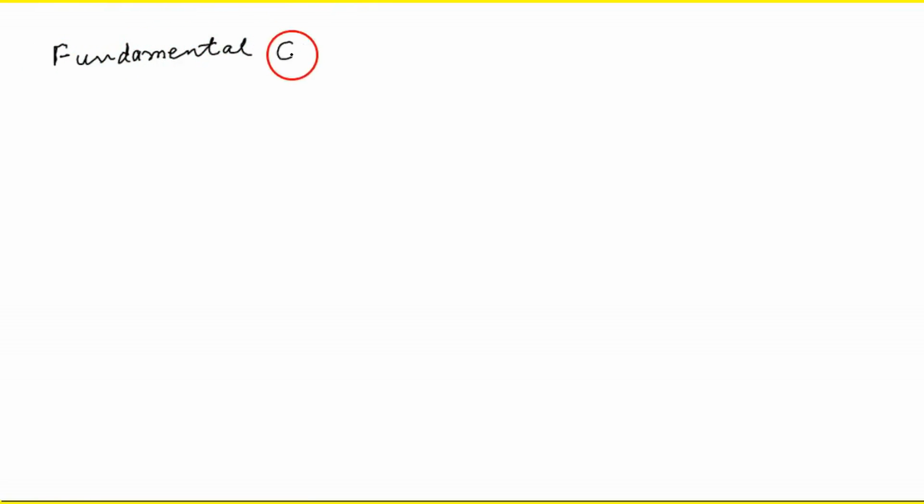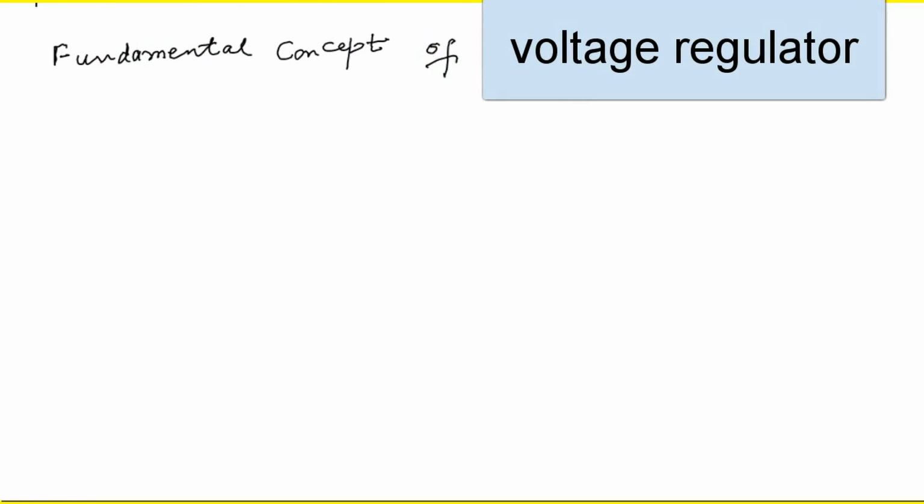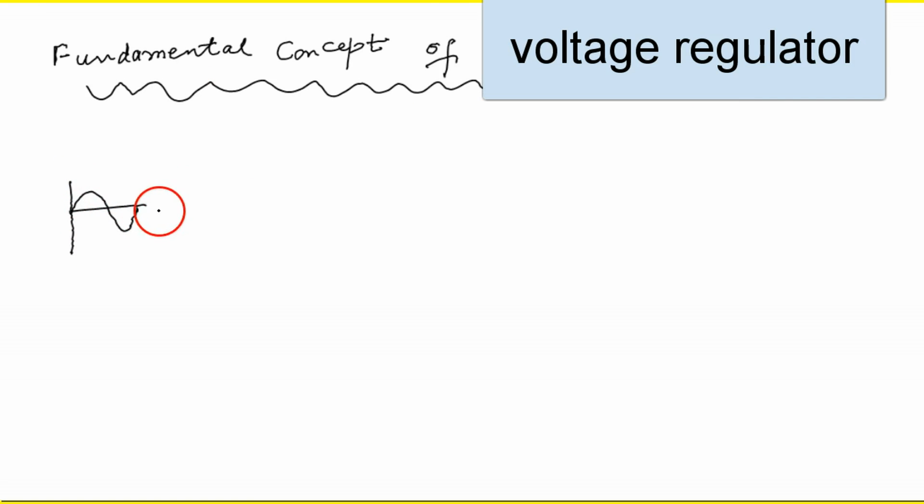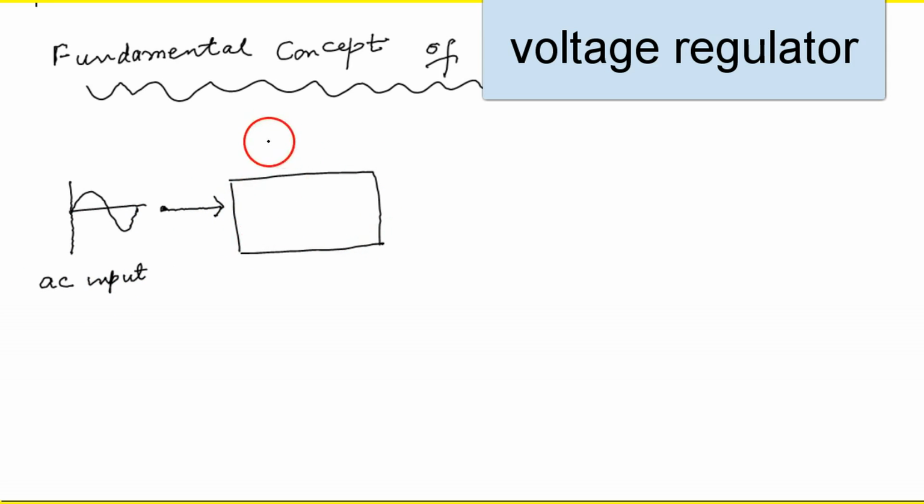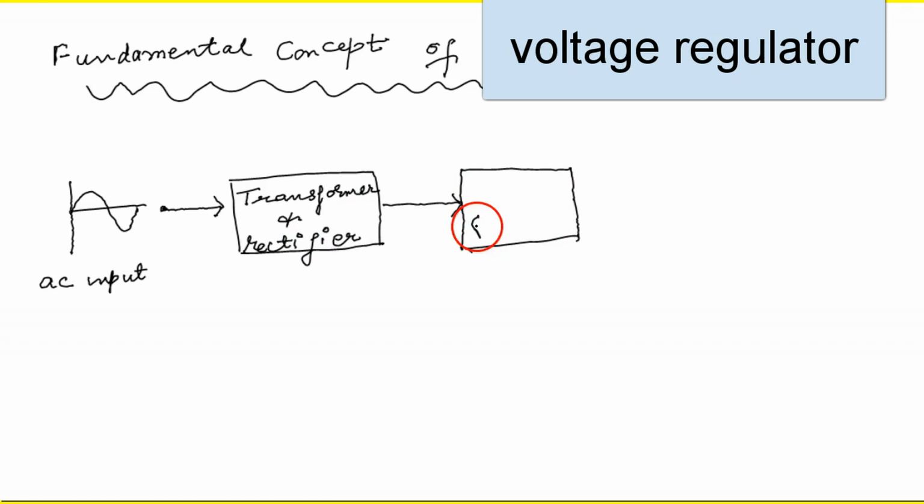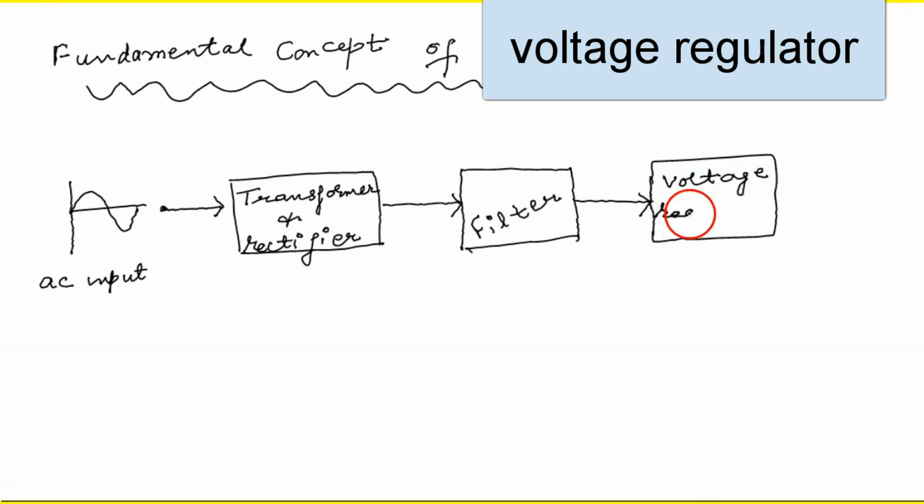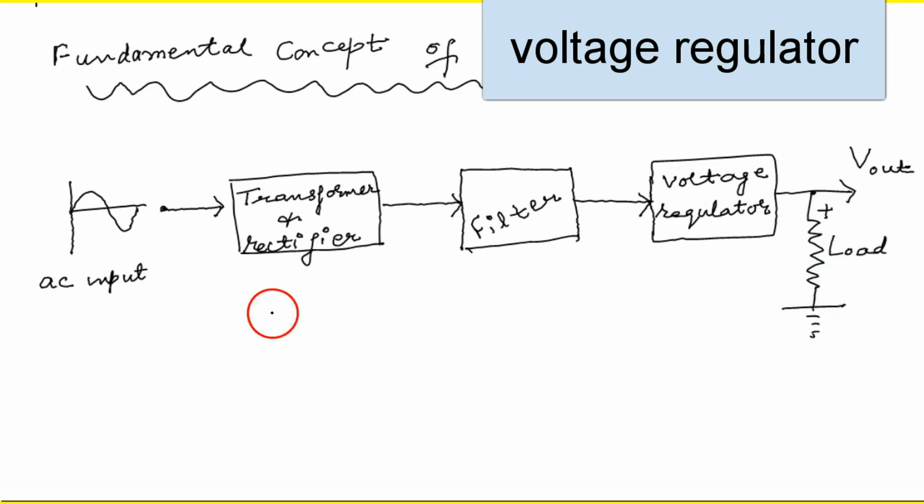Today's topic is the fundamental concept of a voltage regulator. That is what we mean by regulation. This is an AC supply which is to be rectified and regulated, and then it is given to a transformer and rectifier. Then it is given to a filter circuit for eliminating the ripples. Then we have a voltage regulator. Then it is the output. Output is drawn here across the load.